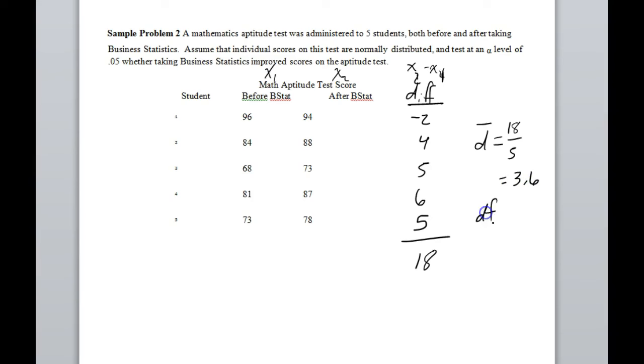If we want to find the degrees of freedom, which we'll need, it's going to be the number of differences minus 1, which df is then equal to 5 minus 1. Okay, so that's that. All right. So now let's run our hypothesis test.